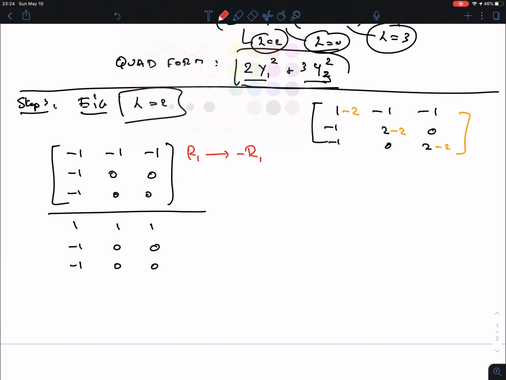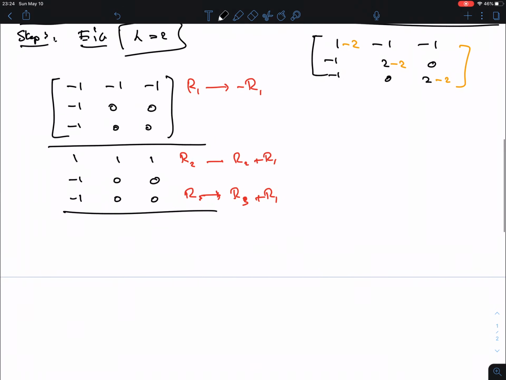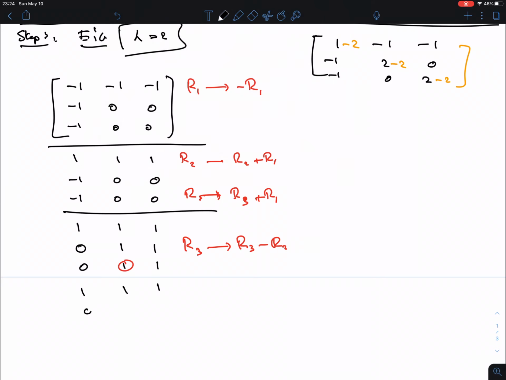Okay, we do row 2 plus row 1, and row 3 plus row 1. So we get 1, 1, 1, 0, 1, 1, 0, 1, 1. One more thing to do here is row 3 minus row 2 to get this 0. We get 1, 1, 1, 0, 1, 1, 0, 0, 0. Okay, that's the echelon form.